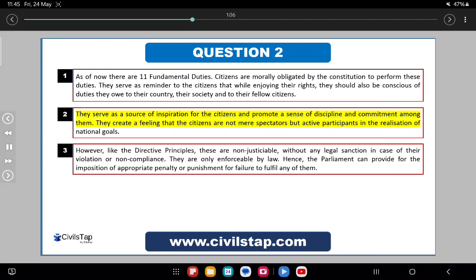1. They serve as a source of inspiration for the citizens and promote a sense of discipline and commitment among them. They create a feeling that the citizens are not mere spectators but active participants in the realization of national goals. 2. However, like the directive principles, these are non-justiciable, without any legal sanction in case of their violation or non-compliance. They are only enforceable by law. Hence, the Parliament can provide for the imposition of appropriate penalty or punishment for failure to fulfill any of them.